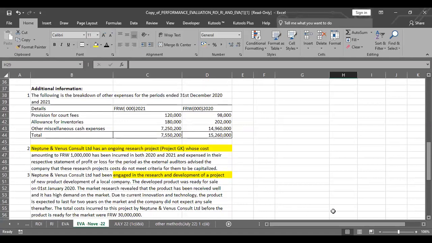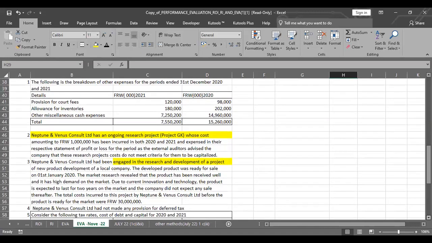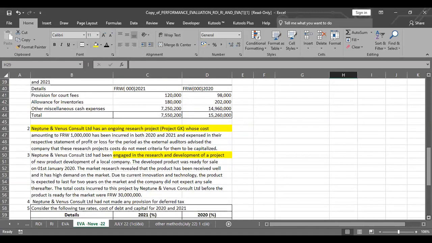So it is mentioned, as you may notice, that in note number 3, Neptune and Venus Consult have engaged in research and development of a new product for the local company. The developed product was ready for sale on 1st of January 2020. The market research revealed that the product had been received well, and it has high demand on the market. Due to the current situation and technology, it is expected to last for 2 years on the market, and the company did not expect any sale thereafter. The total cost incurred by Neptune and Venus Consult Limited before the product was ready was 30 million.